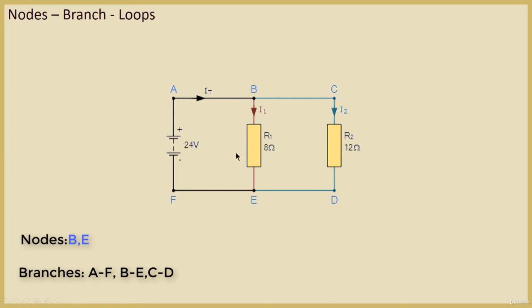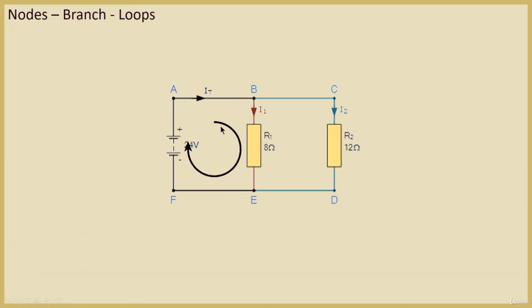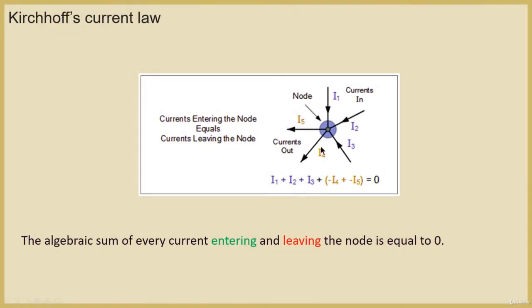Now, how many loops can we form in this circuit? One loop is within A, B, E, and F, and the second loop is within B, C, D, and E. Alright, so now that we are familiar with these 3 terms, let's see what Kirchhoff's first law is about.